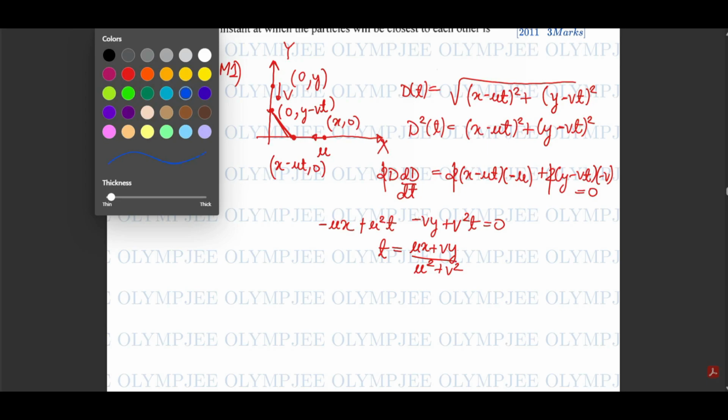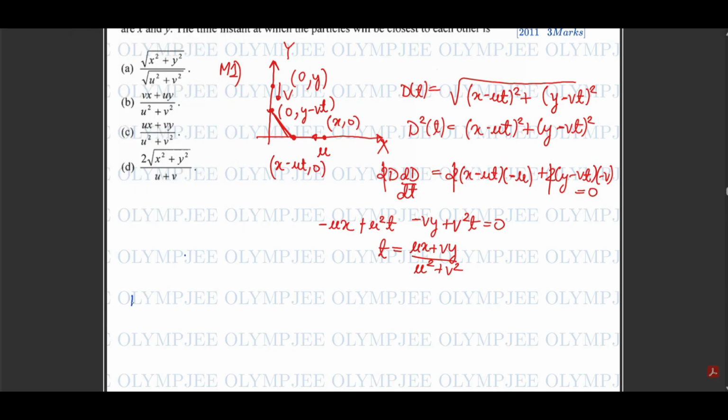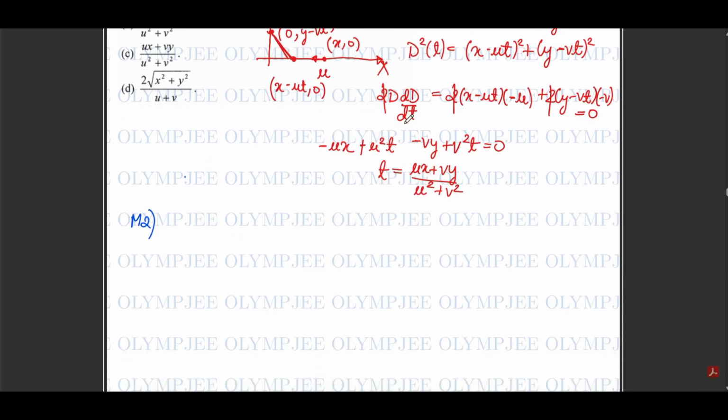So this is the first method, which is very mathematical. The remaining two methods are related to physics. So this will be using relative motion. So let us draw the situation.